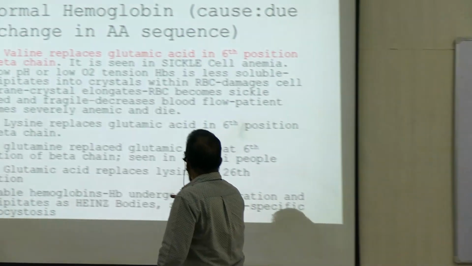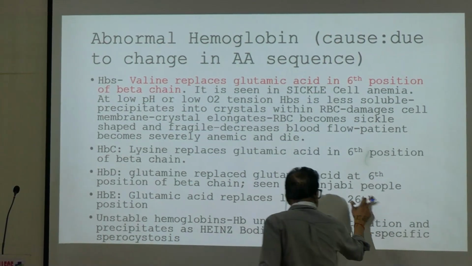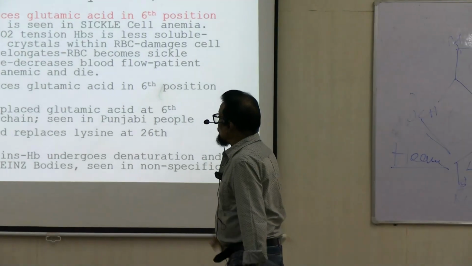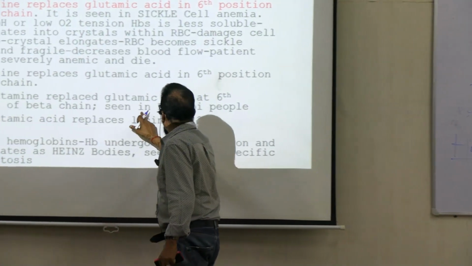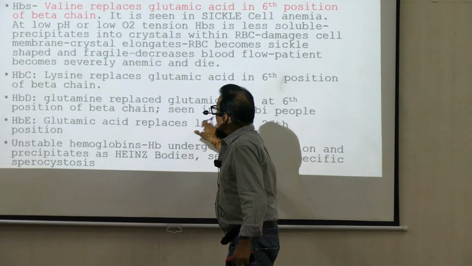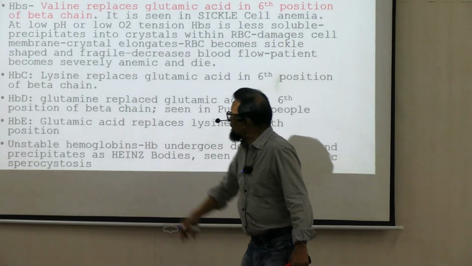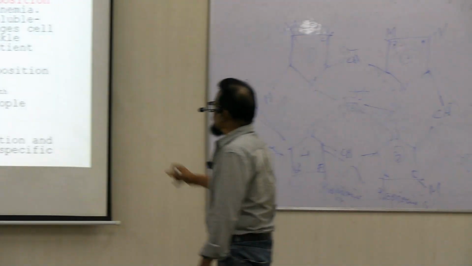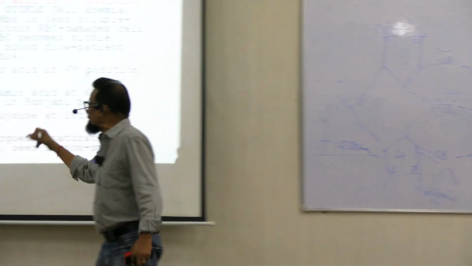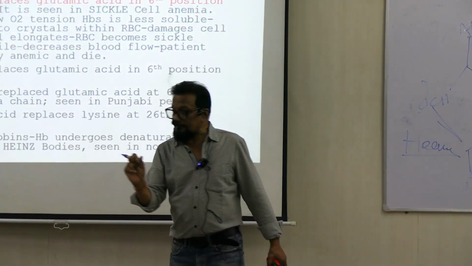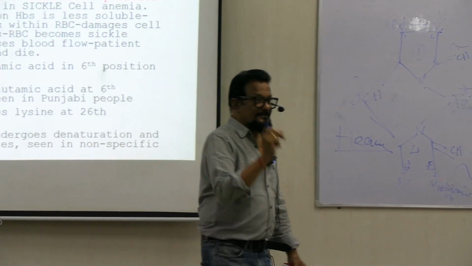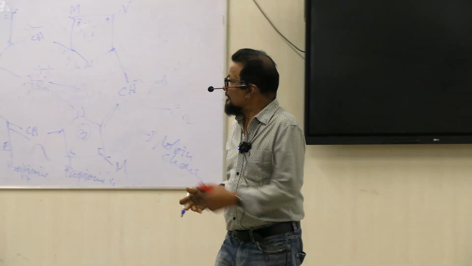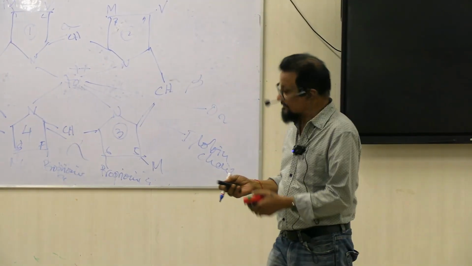Hemoglobin E replaces glutamic acid by lysine at the 26th position. And there are unstable hemoglobins that undergo denaturation and precipitation. That means crystals are formed. These crystals are called Heinz bodies. And these are seen in spherocytosis.